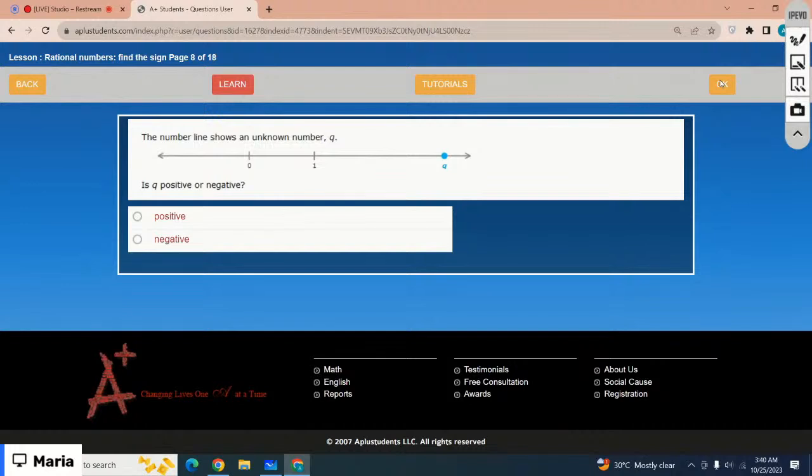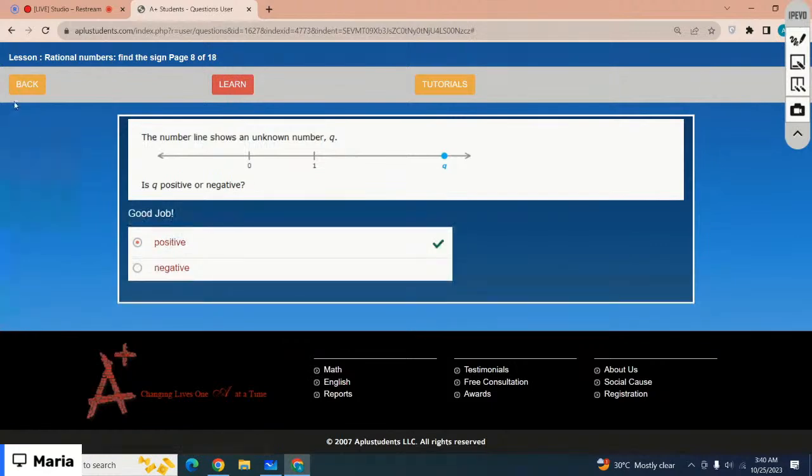The number line shows an unknown number q. Is q positive or negative? The correct option is positive. Okay, you can complete the lesson by yourself later today.